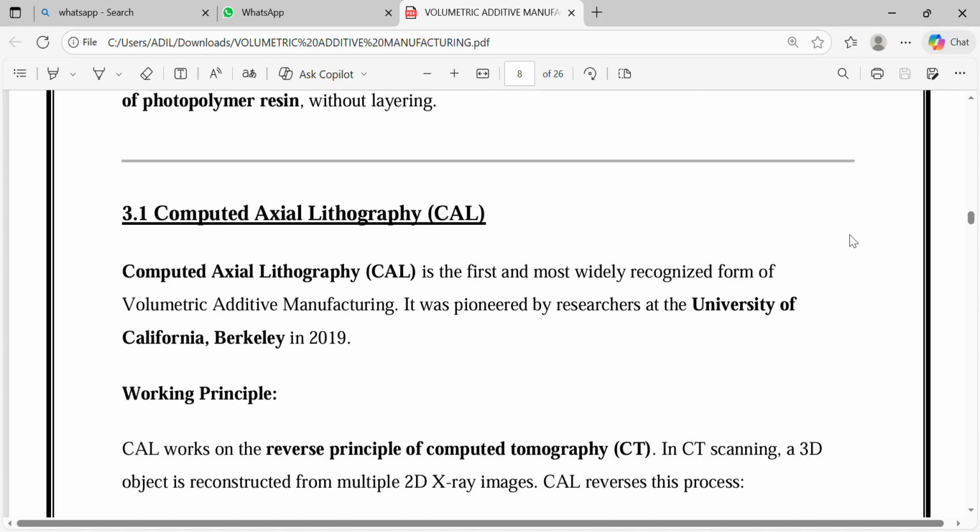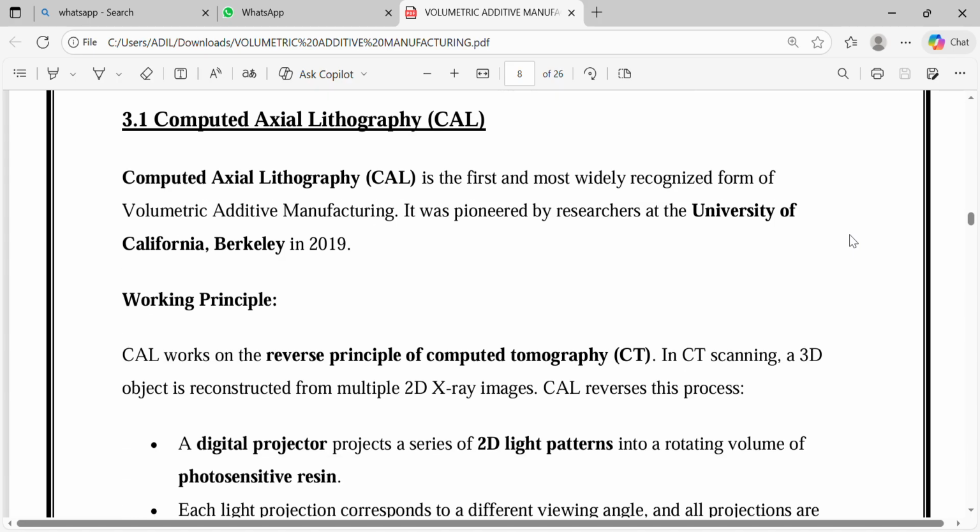First one is computed axial lithography. Computed axial lithography is the first and most widely recognized form of volumetric additive manufacturing. It was pioneered by researchers at the University of California, Berkeley in 2019. The working principle is the reverse of computed tomography. In CT scanning, a 3D object is reconstructed from 2D X-ray images. It is the reverse of CT scanning.